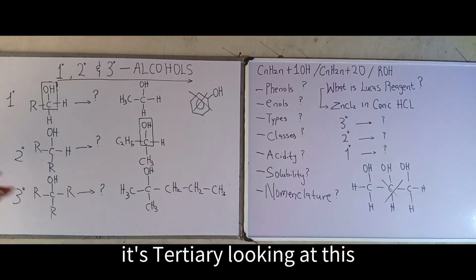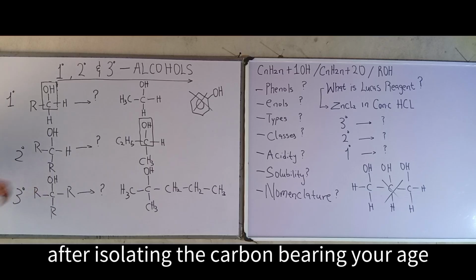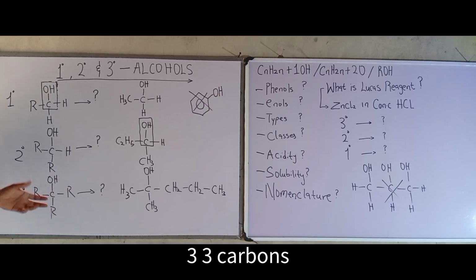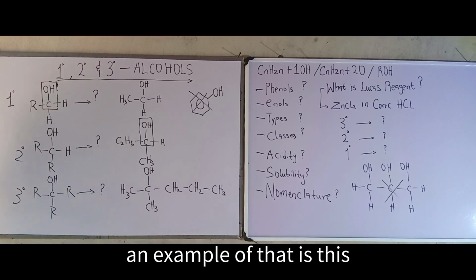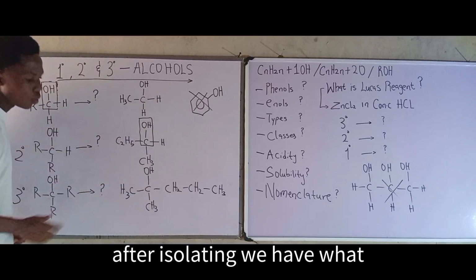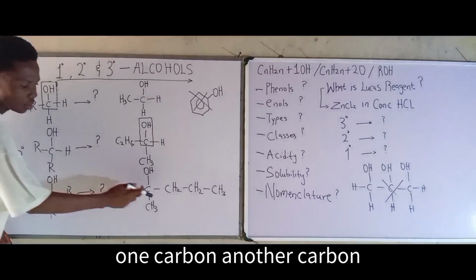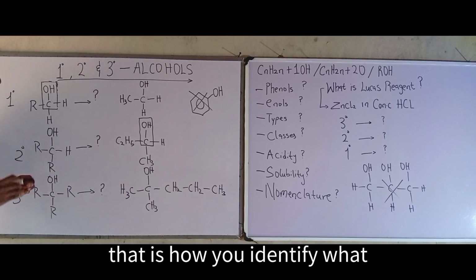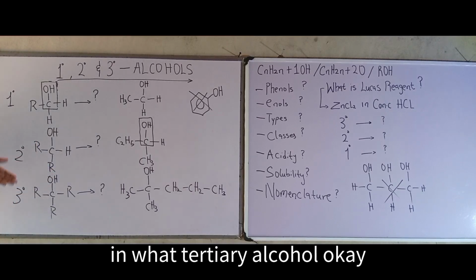Now looking at this, it's obvious we already know what this is. Tertiary. It's tertiary. Looking at this, after isolating the carbon bearing the OH, we have what? It leads us to what? 1, 2, 3 carbons. An example of that is this. After isolating, we have what? 1 carbon, another carbon, and another carbon. It's complete. That is how you identify a tertiary alcohol. Okay?